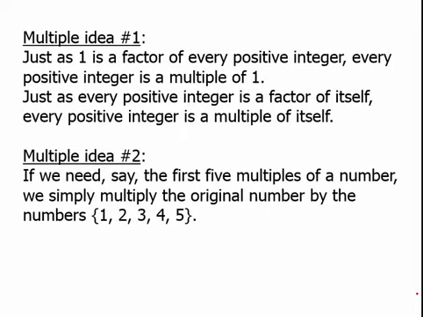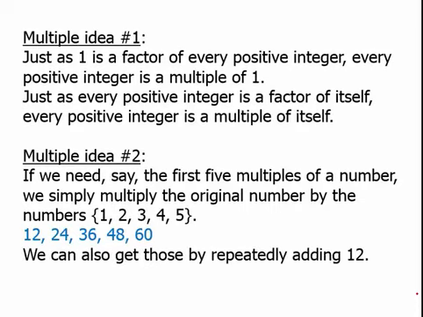Multiple idea number 2. If we need, for example, the first 5 multiples of a number, say we needed the first 5 multiples of 12, we simply multiply the original number by the numbers 1, 2, 3, 4, 5. And similarly, if you needed the first 4 or the first 7 multiples, you just multiply it by the first few positive integers. So these are the first 5 multiples of 12: 12 times 1, 12 times 2, all the way up to 12 times 5.